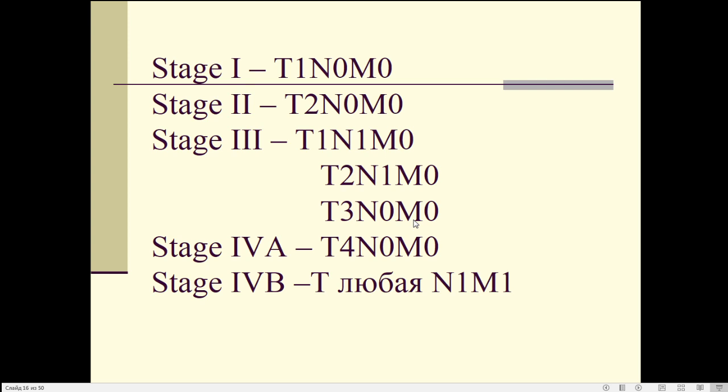Stage 4 is divided into stage 4A and 4B. Stage 4A, T4 N0 M0. T4, you remember we talked about what? Invasion of adjacent organs or minor vessels. Stage 4B, any T, N1, M1, with distant metastasis.